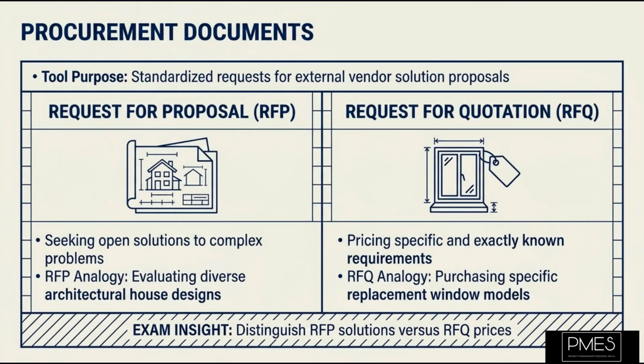You will also need to prepare procurement documents, such as a request for proposal, or RFP, or a request for quotation, or RFQ. A request for proposal is used when you need a solution to a problem and are open to different approaches from vendors, like asking various architects for designs for your house. A request for quotation is used when you know exactly what you need and are simply asking for price quotes, like buying a specific model of window. Understanding the difference is important for the exam and for real-world application.